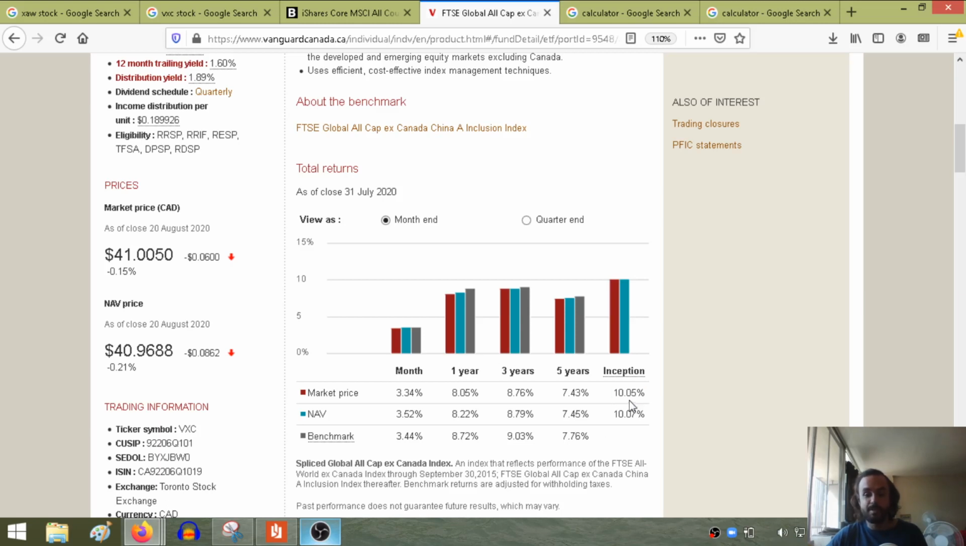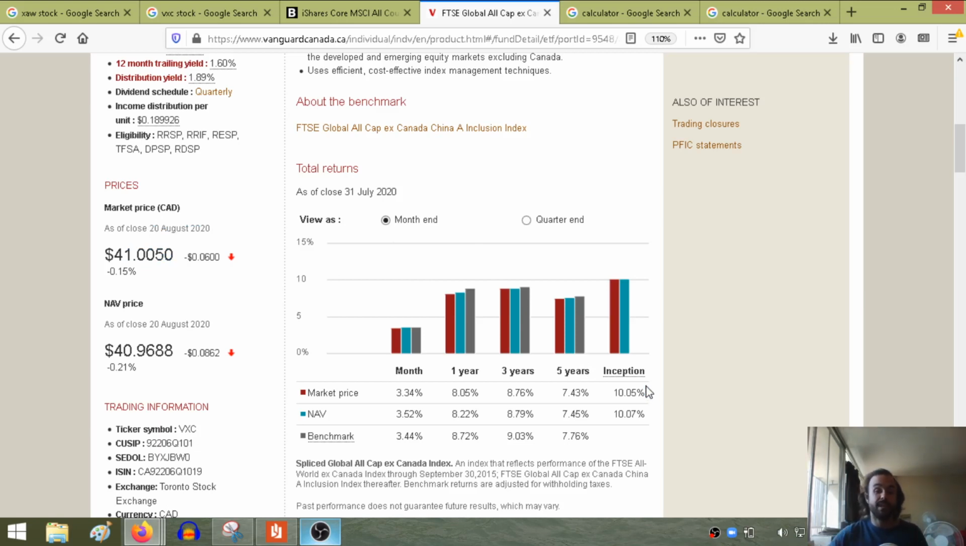Now, since inception, this one has returned 10.5%, which is pretty good from the last 5 years, 3 years, 1 year, and even this current month. Despite everything that's going on in the global situation, it has been doing fairly well. And so the market price of this one is actually, yes, $41.05. This is, again, as of yesterday. But the performance since inception has done quite well.